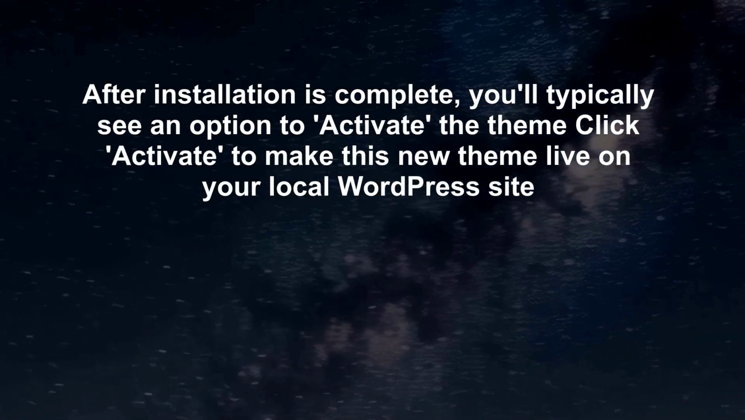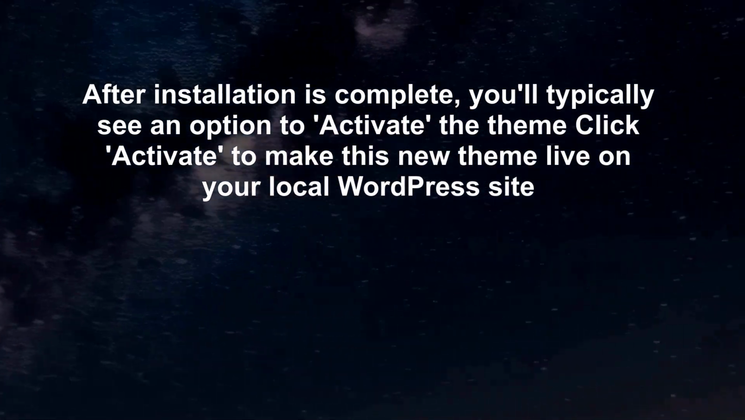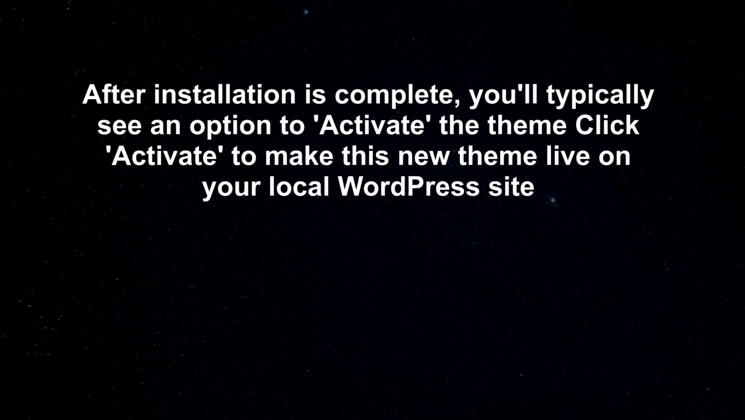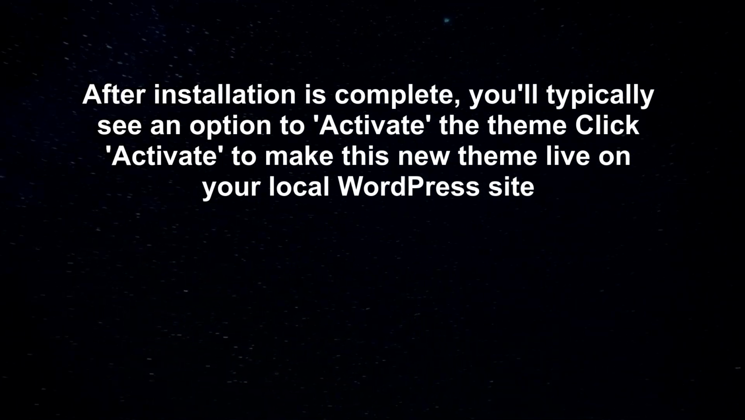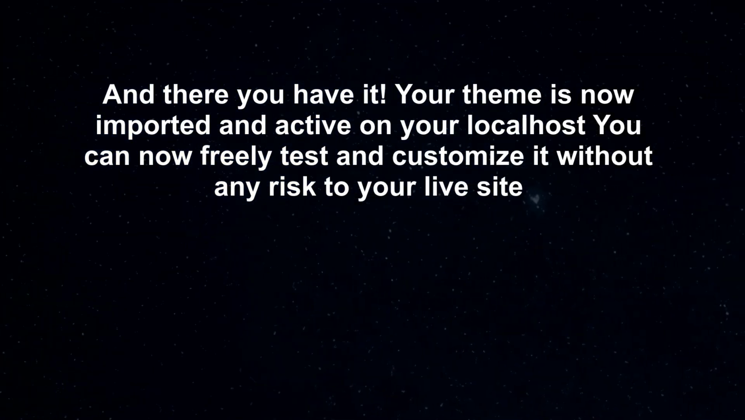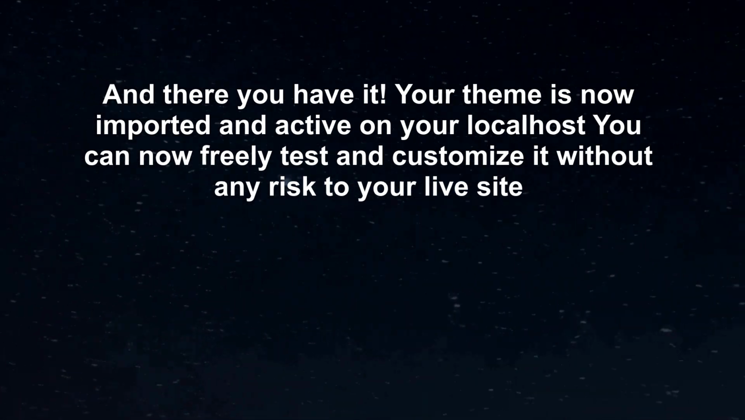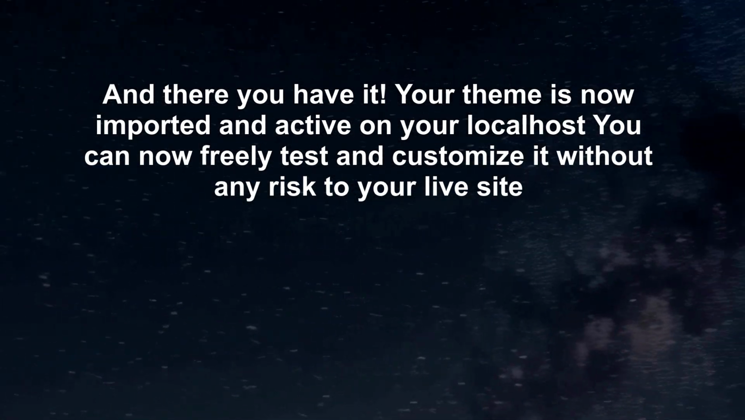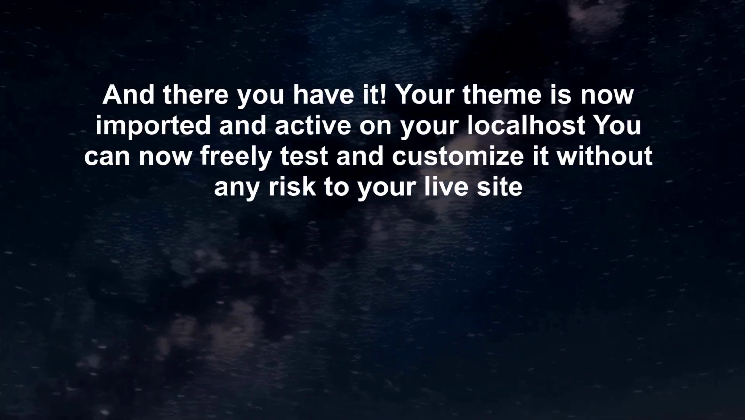After installation is complete, you'll typically see an option to activate the theme. Click Activate to make this new theme live on your local WordPress site. And there you have it. Your theme is now imported and active on your local host. You can now freely test and customize it without any risk to your live site.